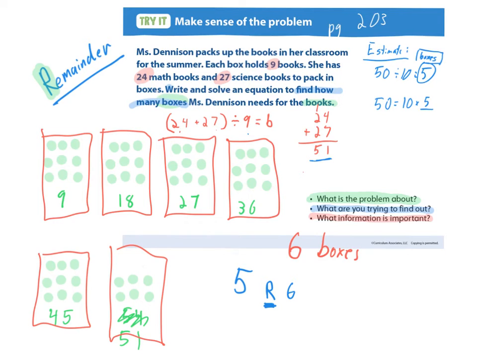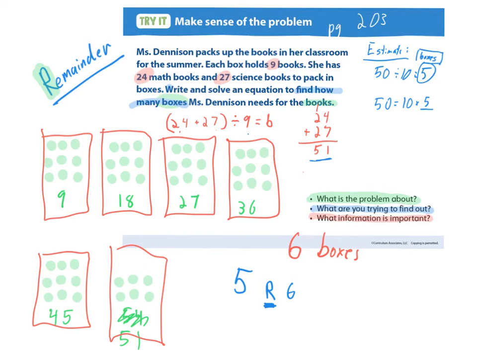We call it a remainder. It's what's left over, right? It's not going to be even. We've got this last box is going to be a little empty, and that's okay. That means we need 6 boxes to carry the books. Okay, hopefully that makes sense.